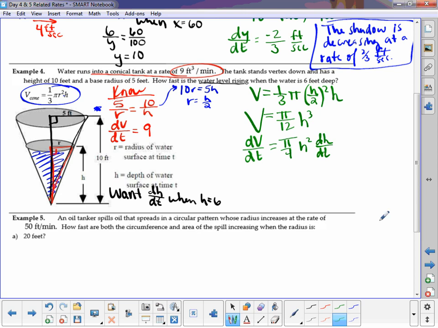So again, there's my generic equation relating the change in volume with the change in height. And we are looking specifically when h is 6. Alright. We know our change in volume is a positive 9. Pi over 4 when h is 6. So 6 squared. And dh dt is what we're solving. Okay. Go ahead and solve for dh dt, see what you get.